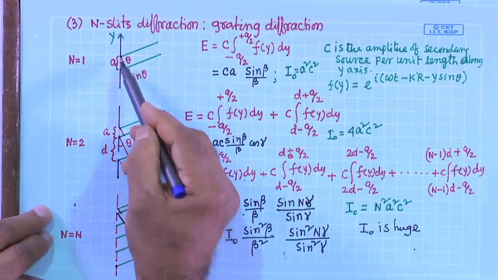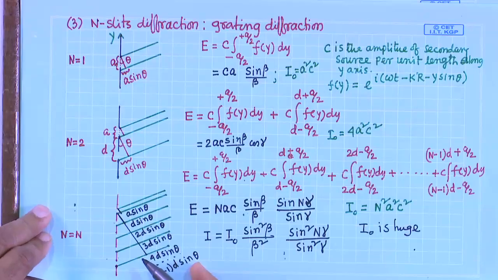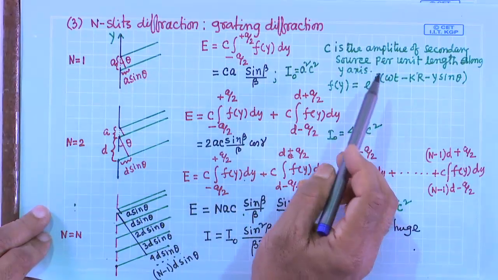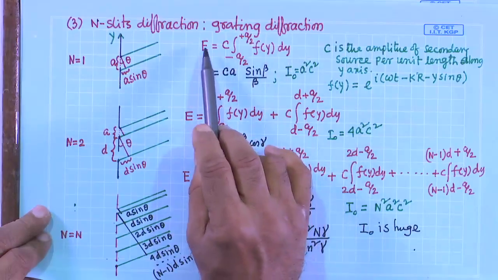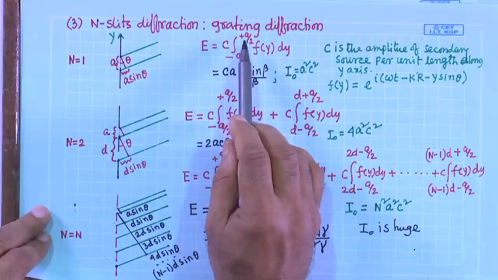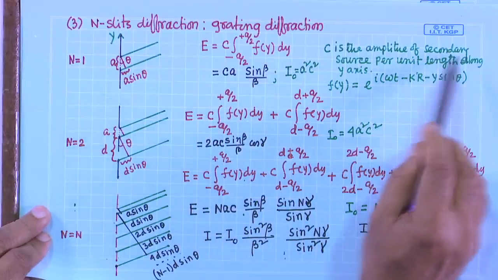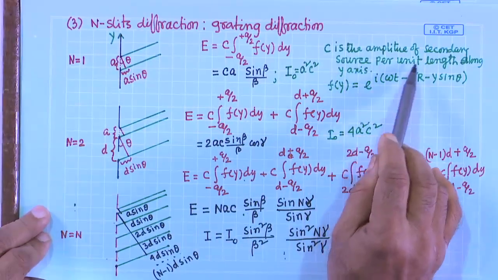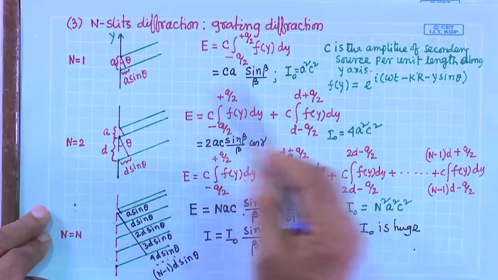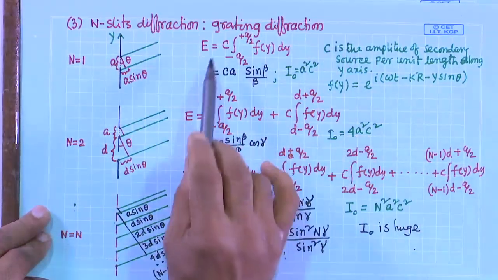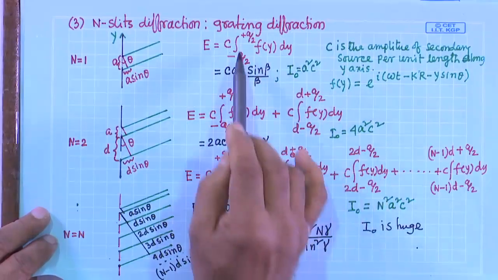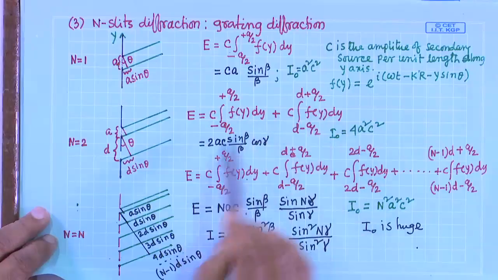So, here you have n number of slits, so we have to integrate. For a single slit, E equals some E0, but instead of E0 I have written C. C is the amplitude of the secondary wave source per unit length along the y axis. As I mentioned, earlier I wrote E0, so now I have written C. For a single slit we proceed this way, and for a double slit we proceed with these two terms.